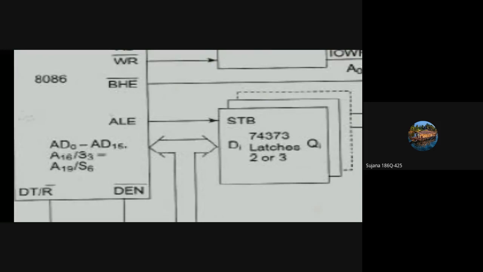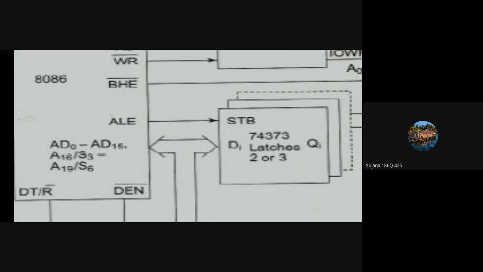We can use 8282 latches also. Here we are using a 74373 latch. 74373 is the latch configuration. These generally have buffered outputs. Whatever input we give to the signal, the buffered output will be taken out from the latches.